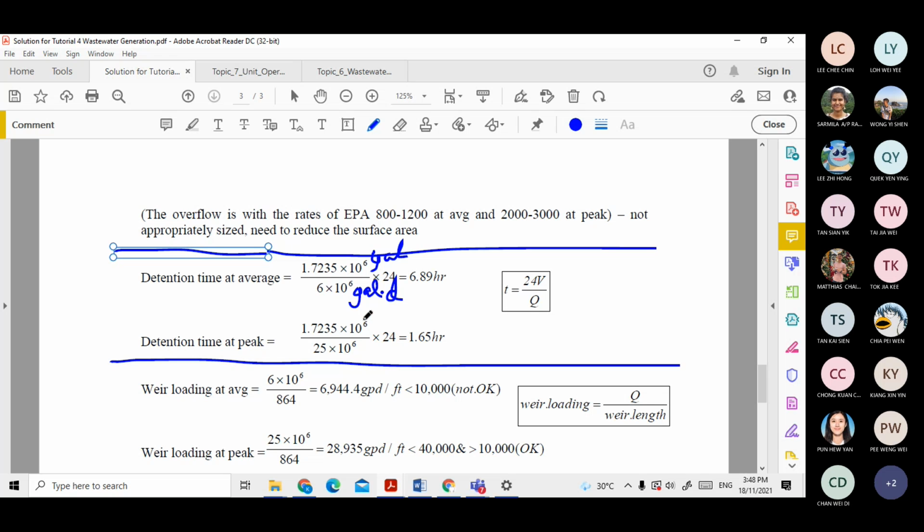So detention time is just the time the solids are retained in the clarifier. And we cannot base on this time to conclude whether the design is okay or not okay. Detention time is only calculated based on this volume and the Q. So once you resize or change any dimension, your volume here will change, then the time here will change accordingly.